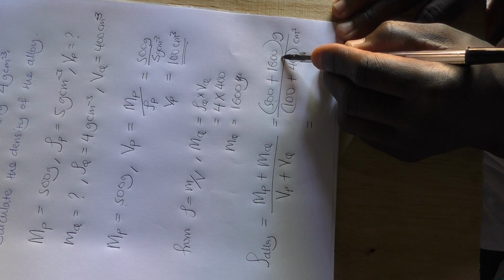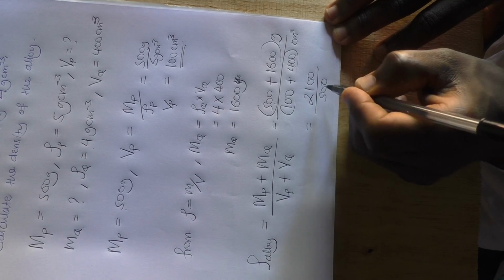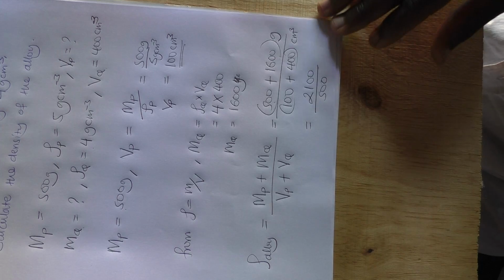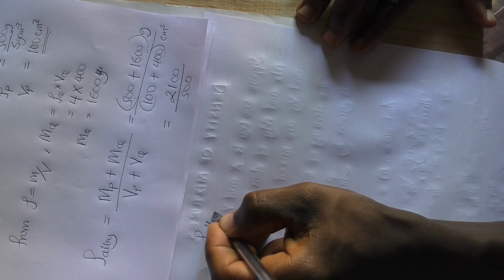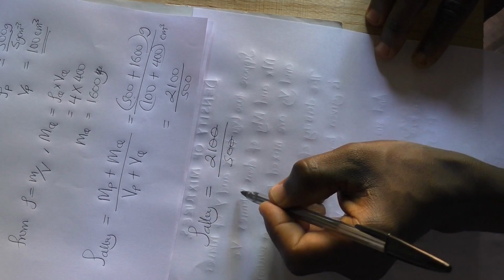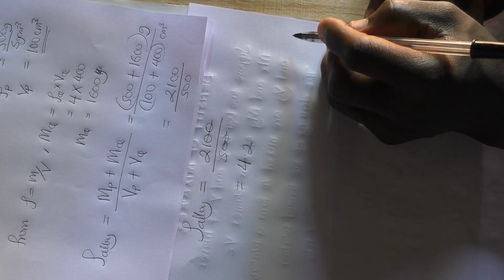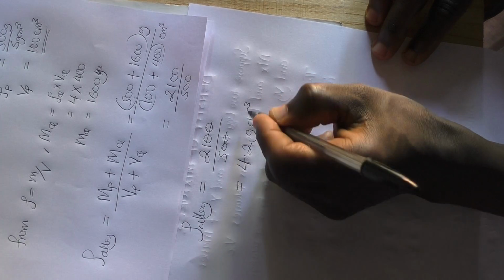hence giving us 500 plus 1,600 gives us 2,100 over 500, hence giving us the density of the alloy as 2,100 over 500. We reduce, that gives us 4.2, that is grams per cubic centimeter. So that is how we shall get the density of the alloy.